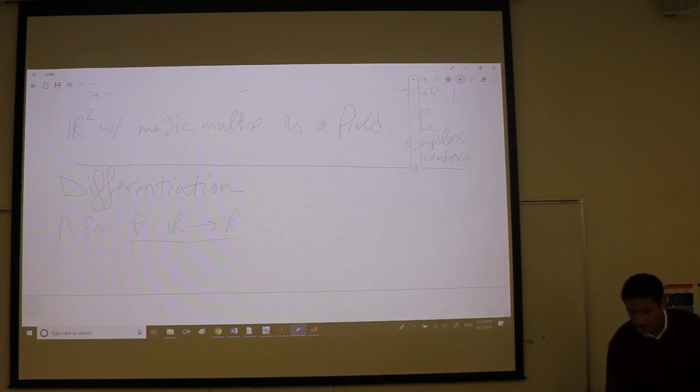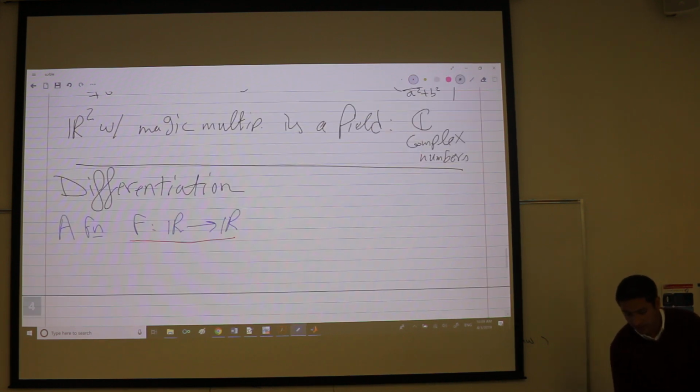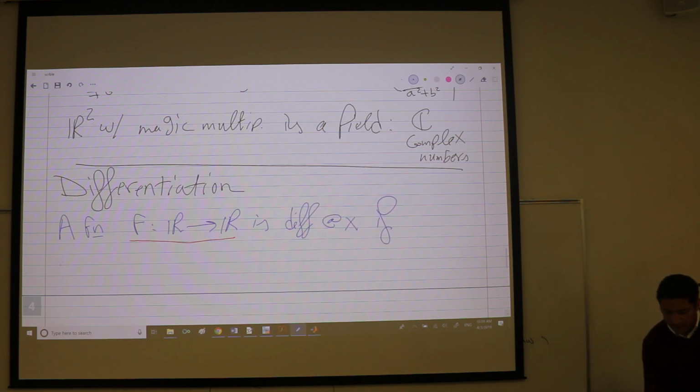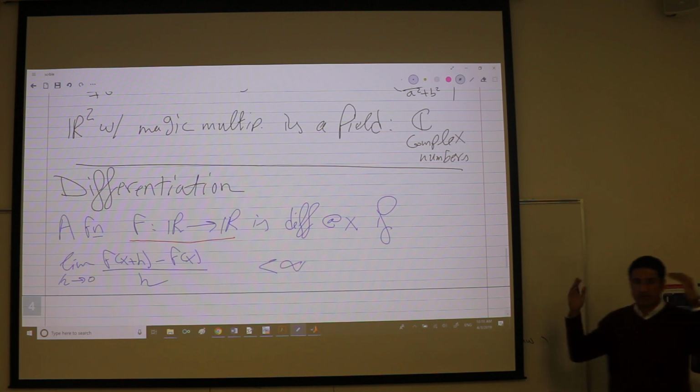Okay, so a usual function that we know is differentiable at x if what? You remember? The limit as h goes to 0 of f of x plus h minus f of x, divided by h. This limit exists. Exists means it's less than infinite, right?